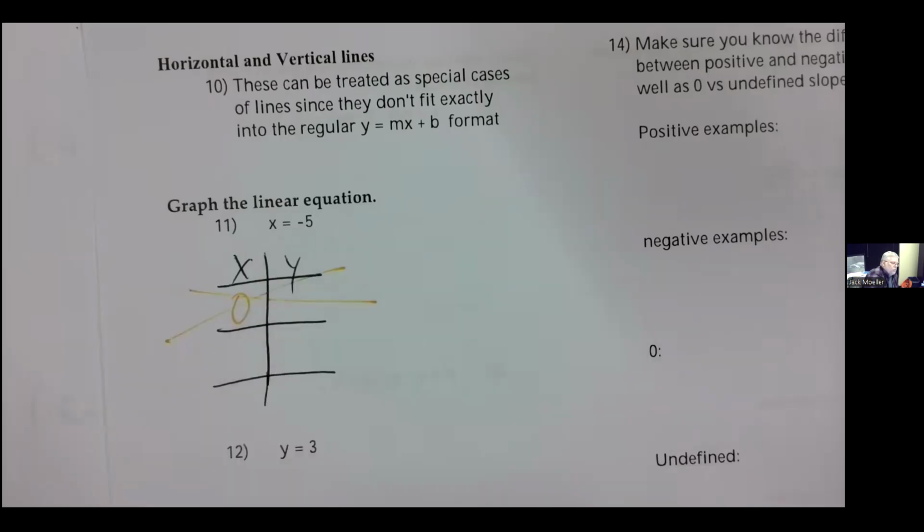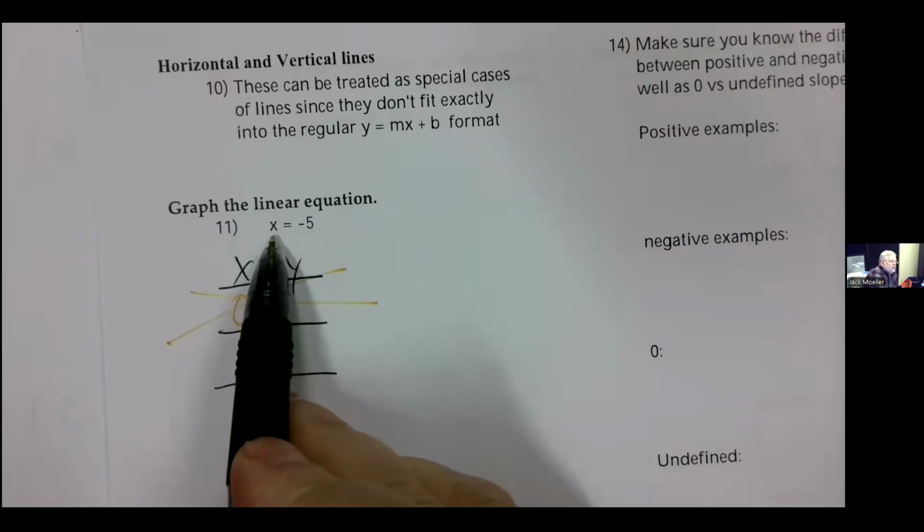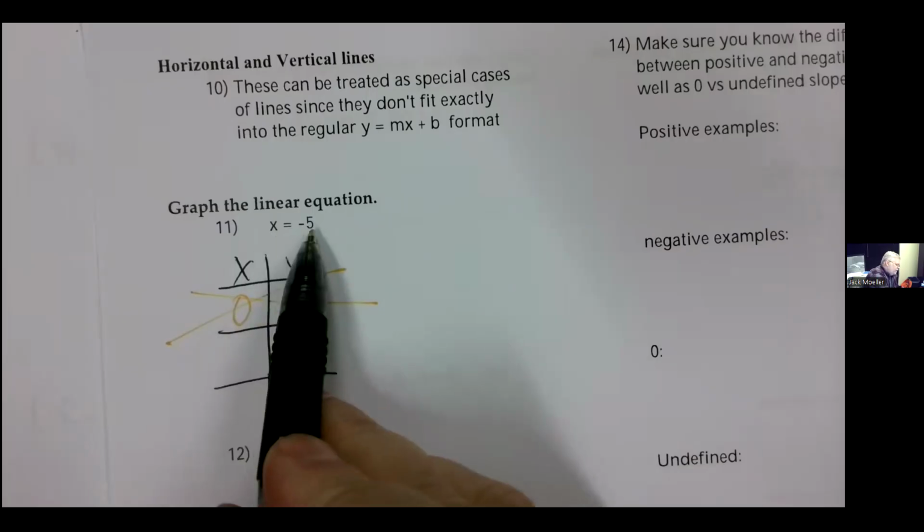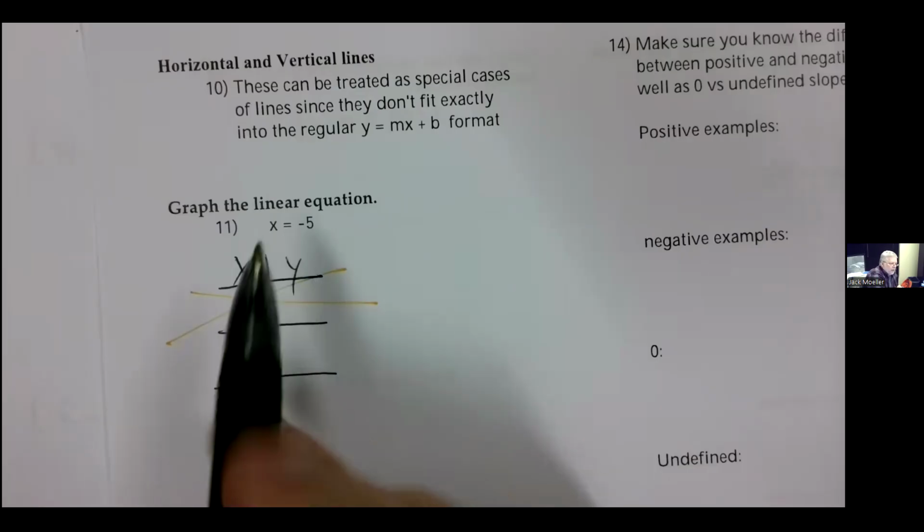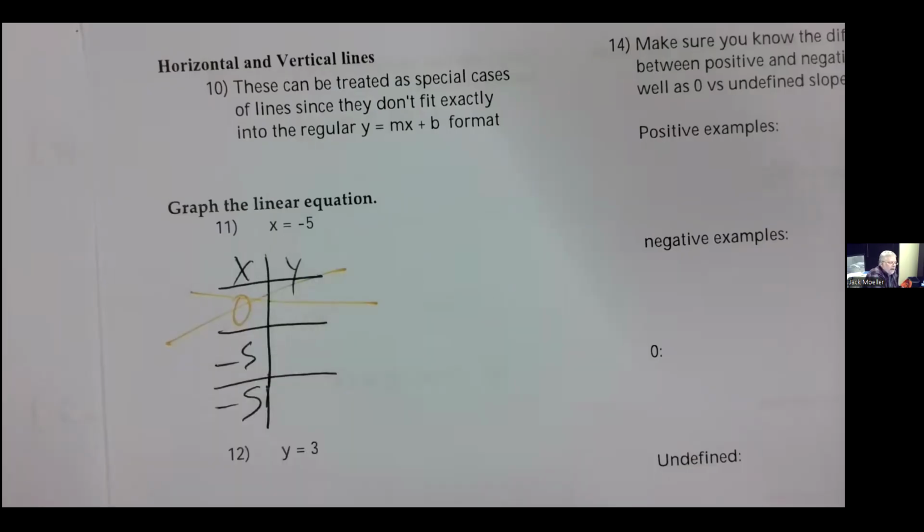So what does this equation tell us about this line? It's very explicit that x has to equal -5. So the only x we can use is -5. I don't care how many points we have, every single one of them has to have -5 for x. So how do we figure out the corresponding y?